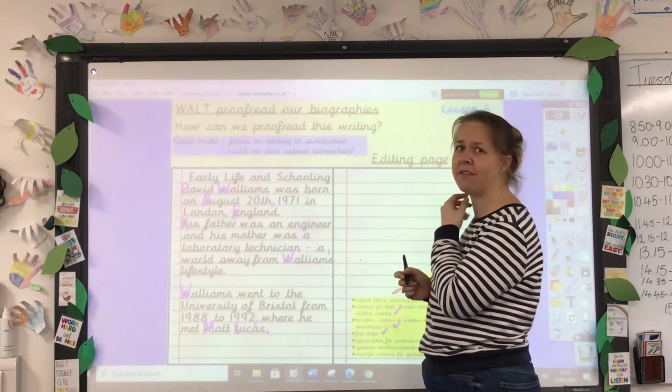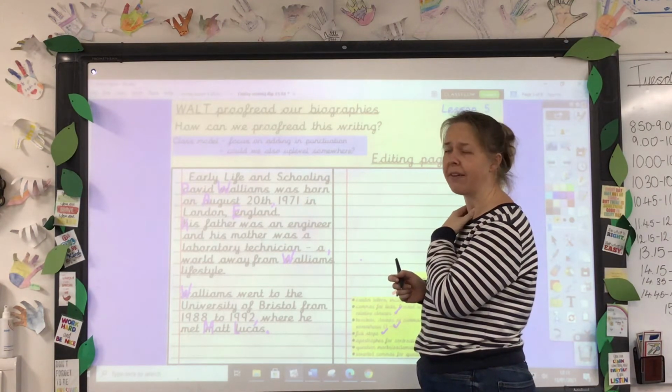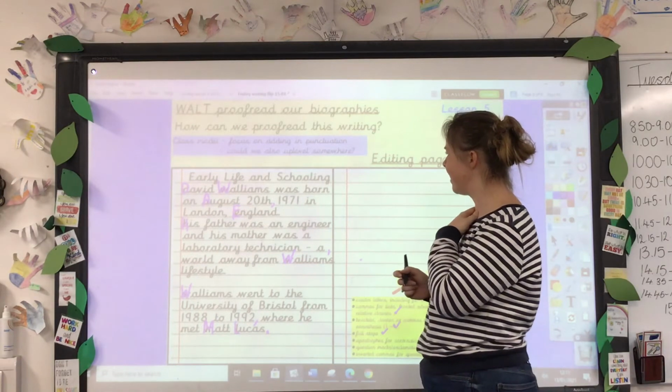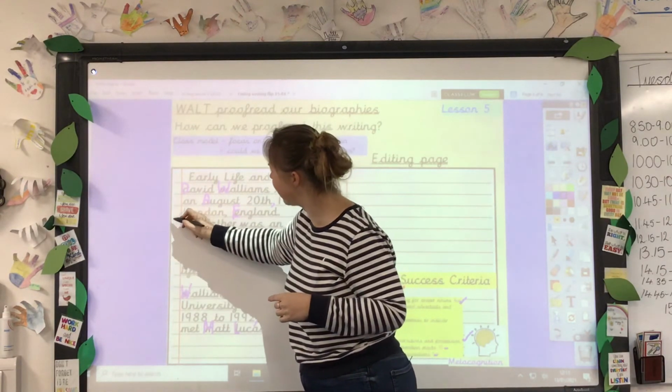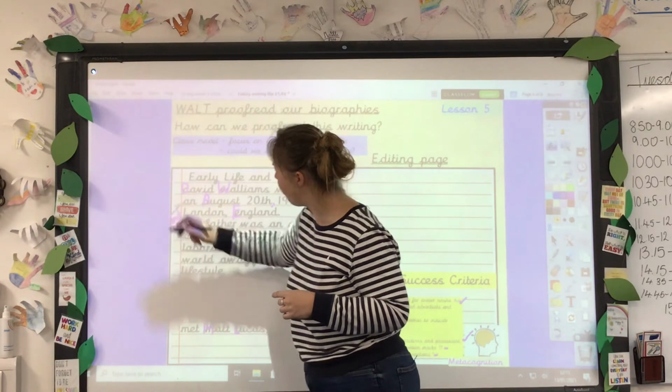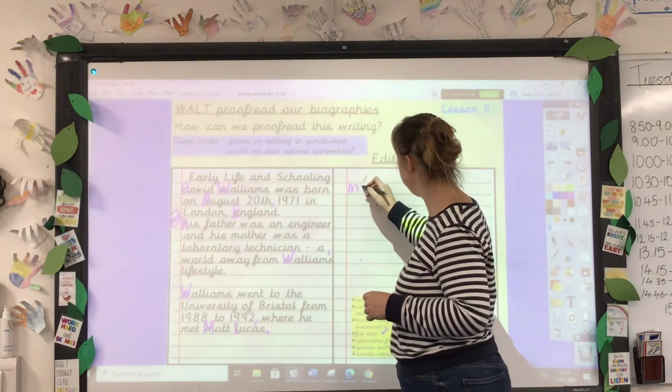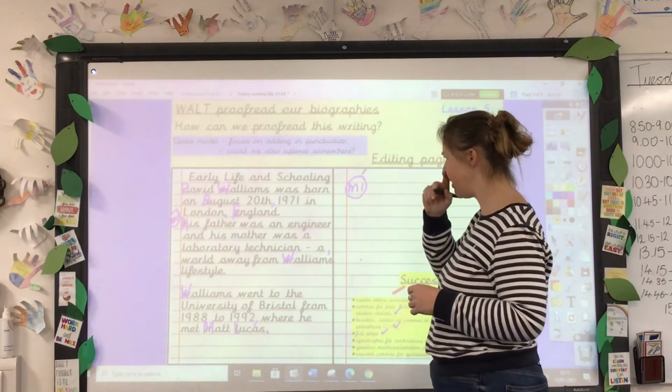I'm thinking I could add some adverbials because that's on my success criteria and I can't actually see any. So I'm going to add one here. So I'm going to mark this M1, and I'm going to write M1 over here. And I'm going to use the adverbial.